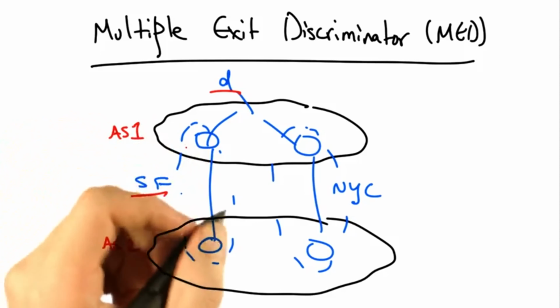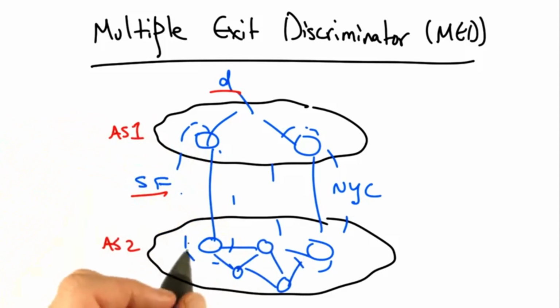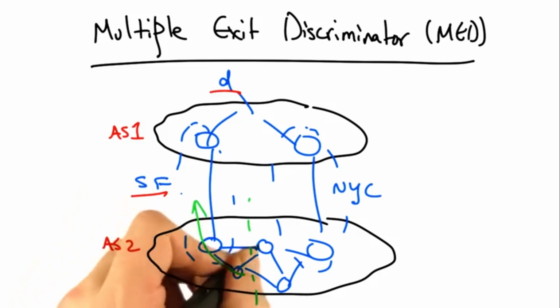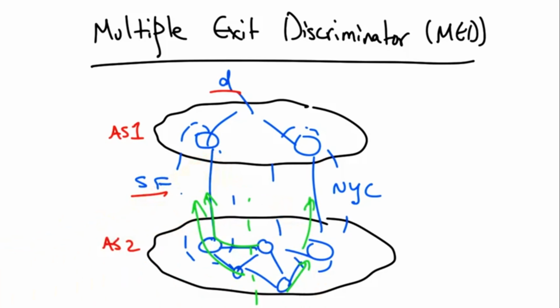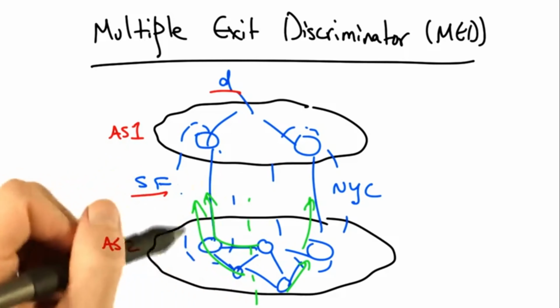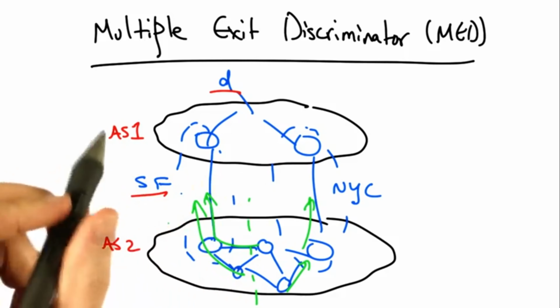Well, remember that all things being equal, routers inside AS2 will select the BGP route with the shortest IGP path cost to the next hop, resulting in hot potato routing. So some routers would select the San Francisco egress, and other routers might select the New York egress. To override this default hot potato routing behavior, AS1 might advertise its BGP routes to AS2 with MED values.